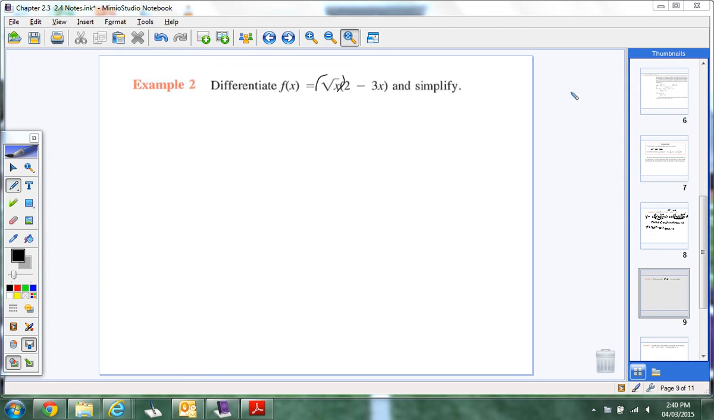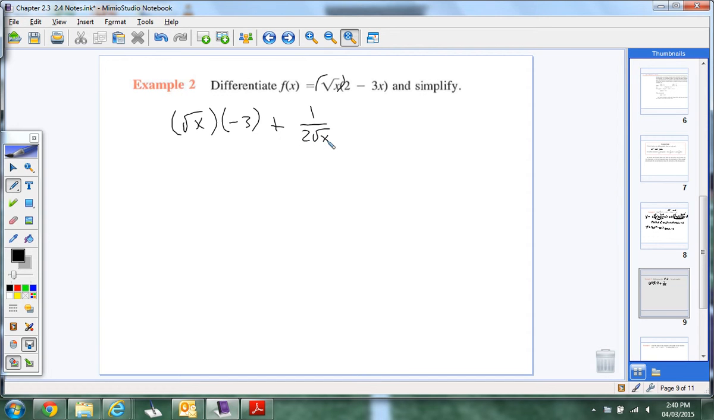All right, so what I'm going to do is go root x times the derivative of the second one, which is negative 3. Plus, the other thing, we know what this is by now, right? Hopefully you get this: the derivative of root x. And then we keep the 2 minus 3x.